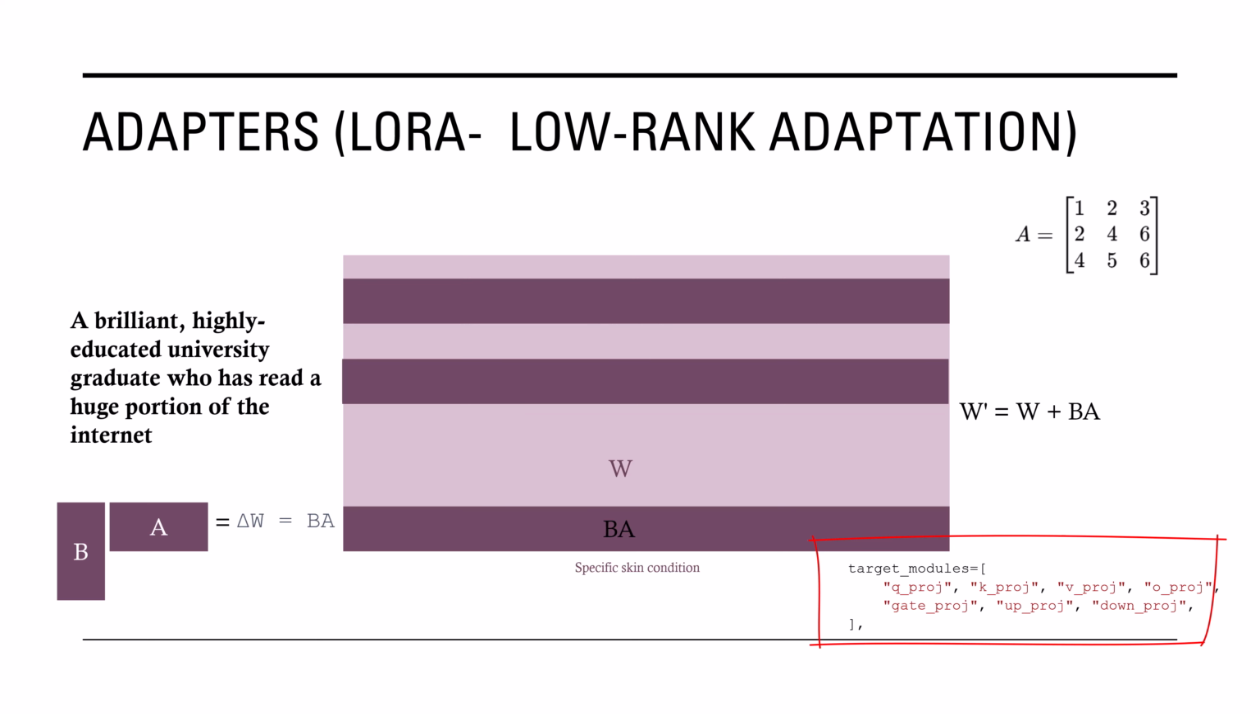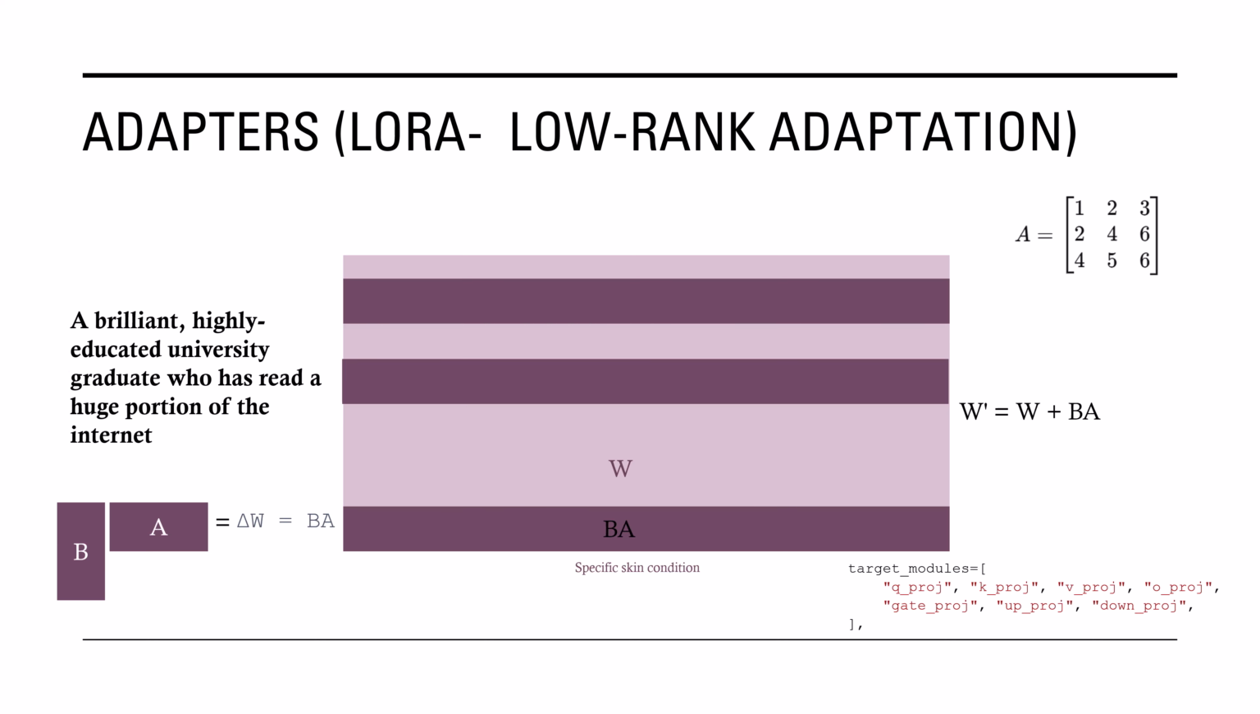Now, by specifying these layers as target modules, you are telling the PEFT method, in this case LoRA, to only add trainable low-rank matrices to these specific parts of the model. This significantly reduces the number of parameters that need to be updated during the fine-tuning, making the process much more efficient in terms of computation and memory compared to fine-tuning the entire model.